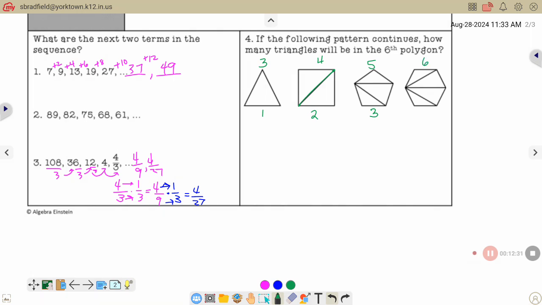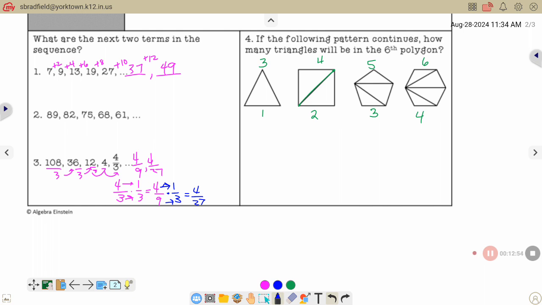6. What is that called? A hexagon. How many triangles do I have on that one? 4. How many sides would I expect the next one to have? 7 sides. And how many triangles do you think there would be? 5. And the 6th one would have how many sides?